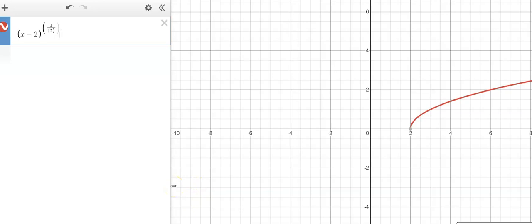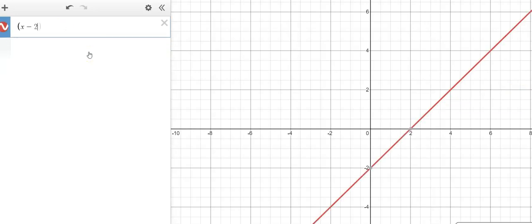All right, so we've got 2 rules so far. If we add or subtract any number outside of a function, it shifts it vertically. If we add or subtract inside of whatever the operation of the function is, it shifts it horizontally in the opposite direction of our number. Okay, so now let's look at a different sort of choice.